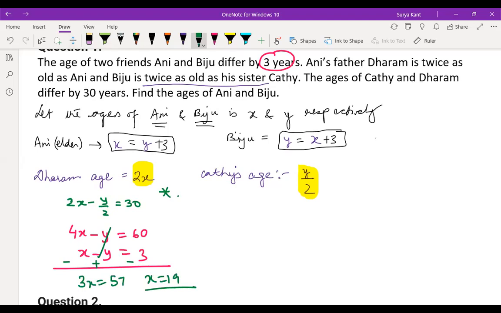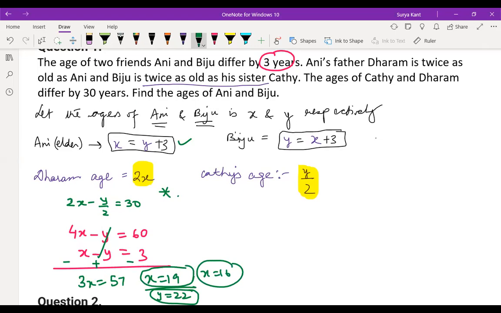Check. Sir, it's coming, x is equal to 19. But y is equal to 22 is coming over here. No, y is 16 according to that. Yeah, y is 16. If x is equal to 19, so this is the first case, right? x equal to 16 they have given, correct?